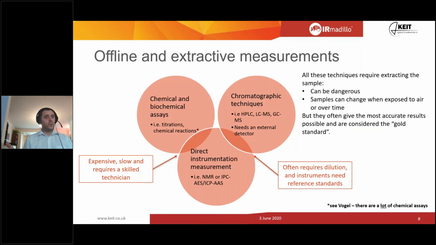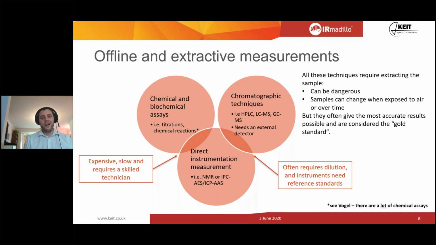And then at the other end of that, we've got the offline and extractive measurements. And these, broadly speaking, fall into three categories. We've got the chemical and biochemical assays, we've got direct instrumentation measurements, and then chromatographic techniques. So the chemical and biochemical assays, these fall into things like titrations. Free fatty acid titrations, for example, are quite commonplace. And chemical reactions. There is a fantastic book that some of you may have come across by Vogel that lists every single chemical assay around.